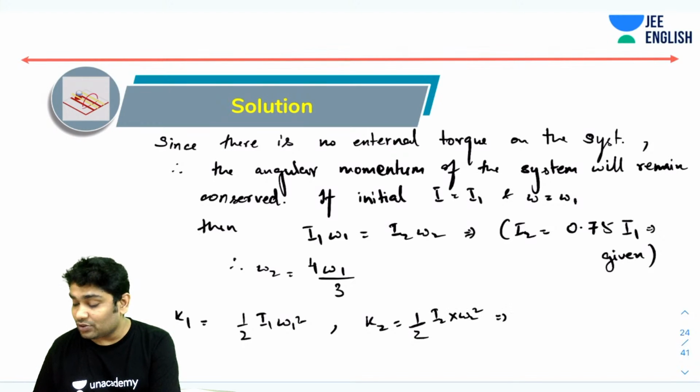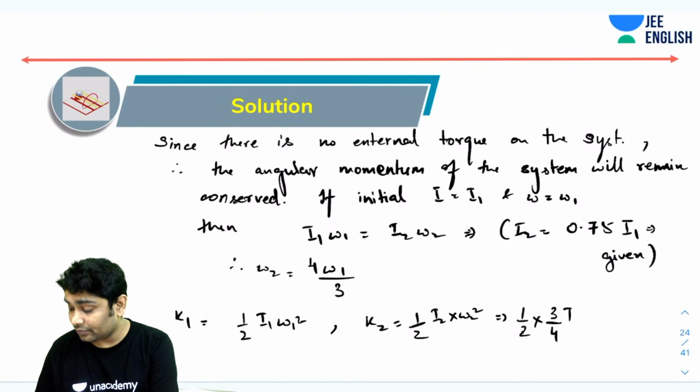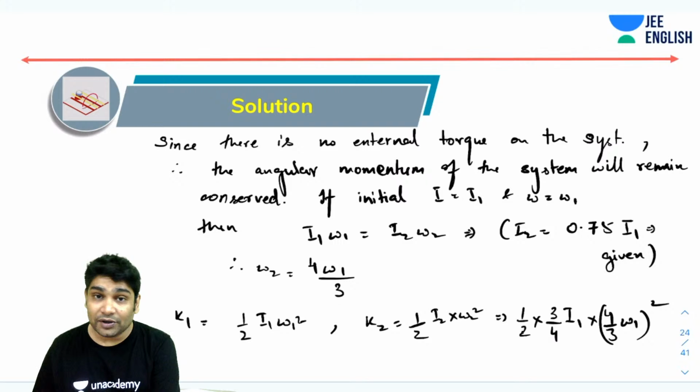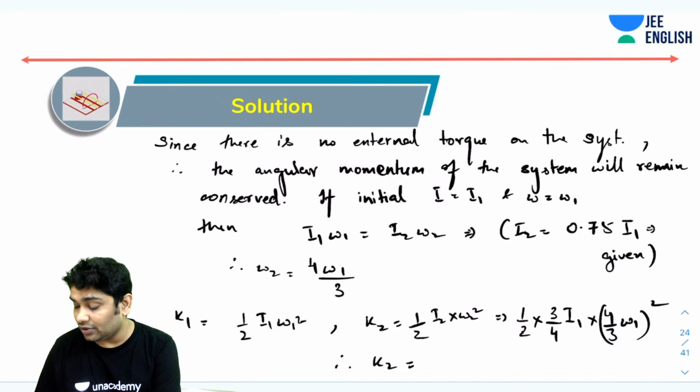तो उसमें जरा वैल्यूज डाल देते हैं. So this will be half into 3/4 times I1 into 4 by 3 omega 1 whole square. So what you will realize is therefore तो K2 होगा, K2 is 4 by 3 times K1.